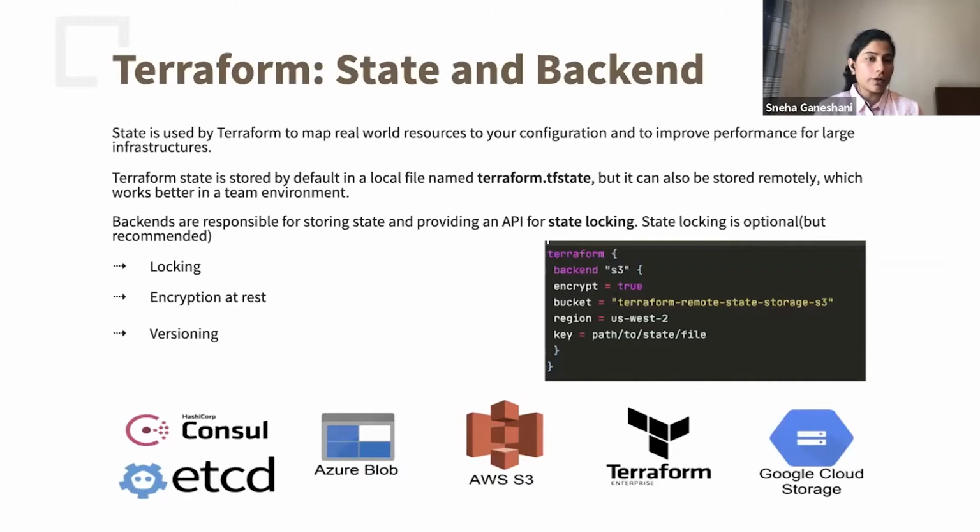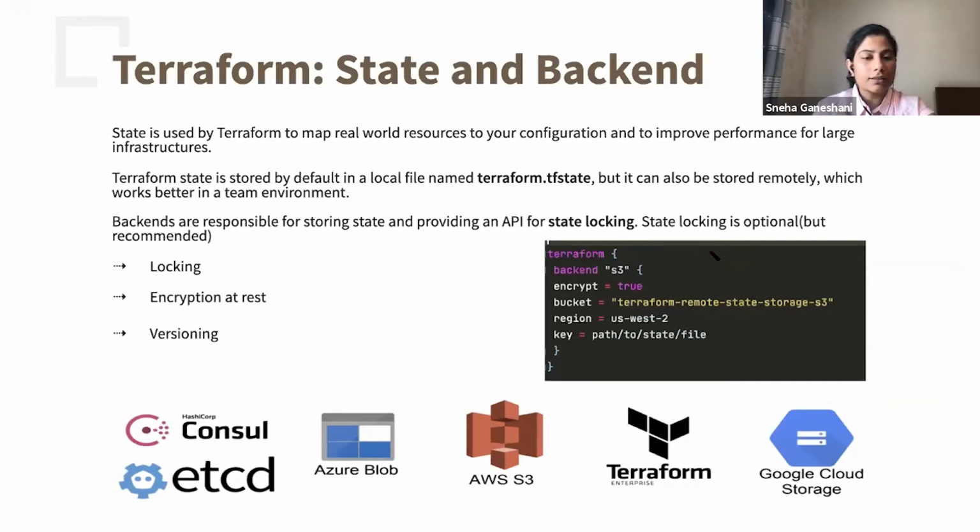Few of them are locking, so you can lock your state so that you cannot run Terraform apply in parallel. I mean, you cannot run 2 applies in parallel, so it has to be run in series. It also provides you with encryption at rest, so that if anyone gets your state file, they cannot view what all infrastructure you have deployed. And third one is versioning. You can also always look up a previous version of the file and make changes accordingly.